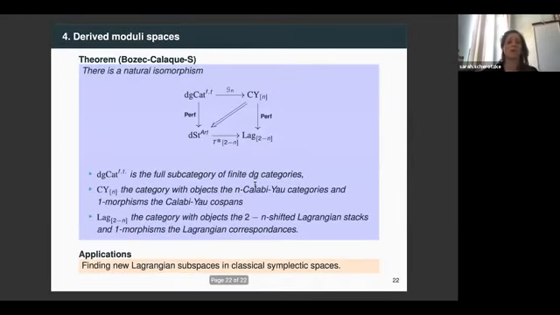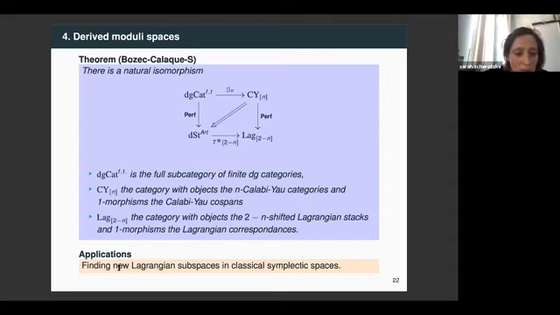And to sum it all up, we have a commutative square, a natural isomorphism between going from the top, taking Calabi-Yau completions and then perf, or applying first perf and then taking the 2 minus n shifted cotangent space. Going along this square gives us an equivalence.